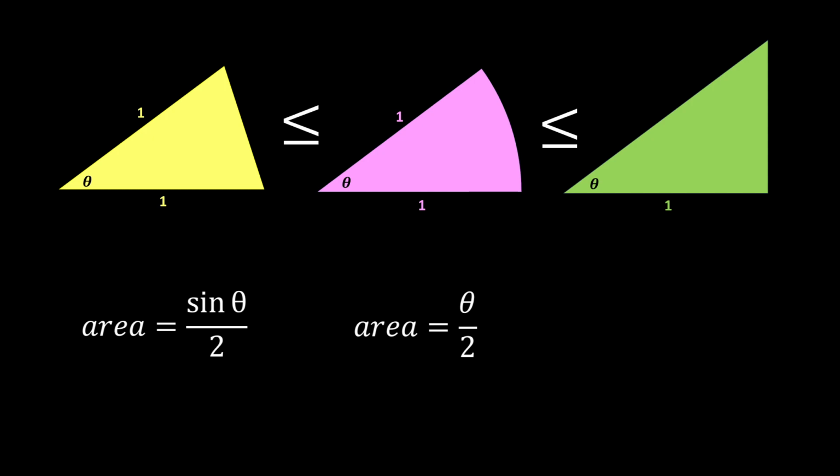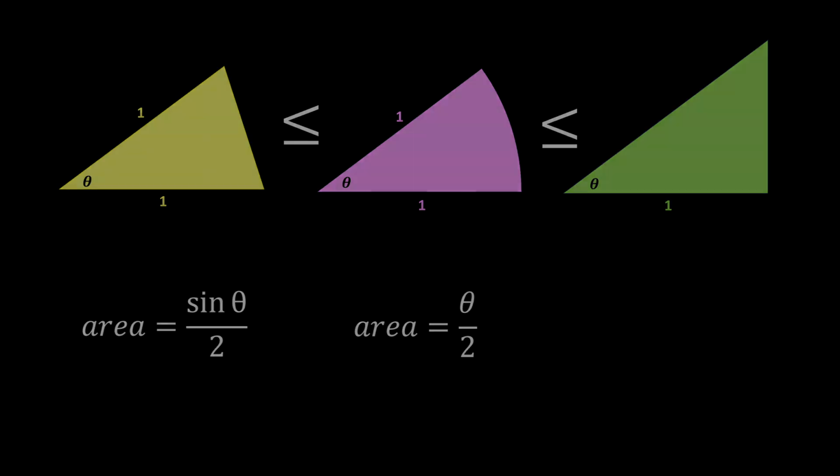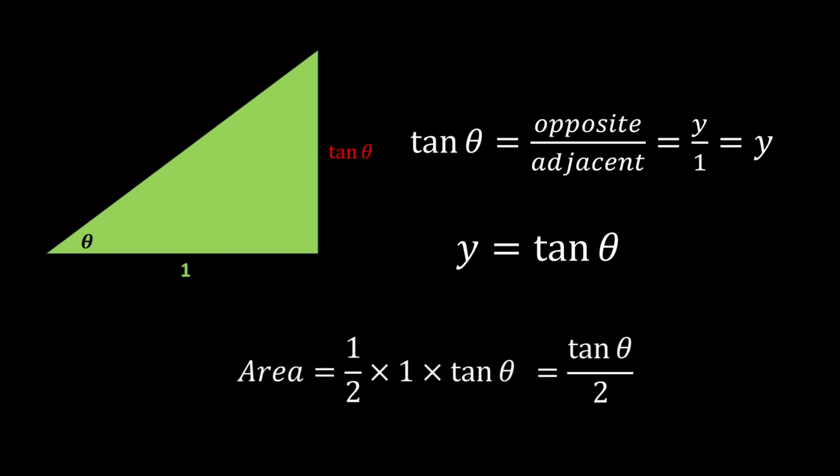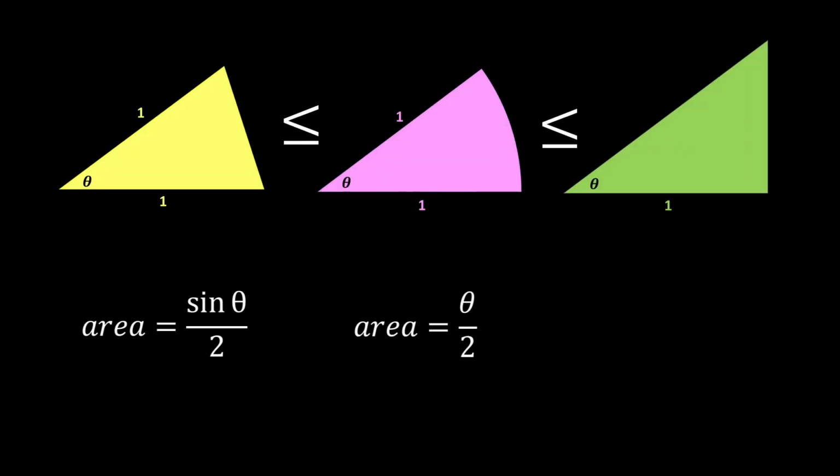Let's now consider the last shape, the green right-angled triangle. We will denote the height of this triangle as y and use the tangent function to relate it to the angle theta. Using tangent theta is opposite over adjacent, we find that y over 1 equals tangent theta, so y is equal to tangent theta. Therefore, the area of the triangle is given by multiplying half the base length, which is 1, by the height, tangent theta, resulting in an area of tangent theta over 2. The area of the third shape is indeed tangent theta over 2.